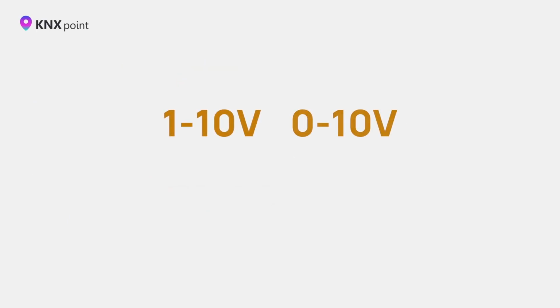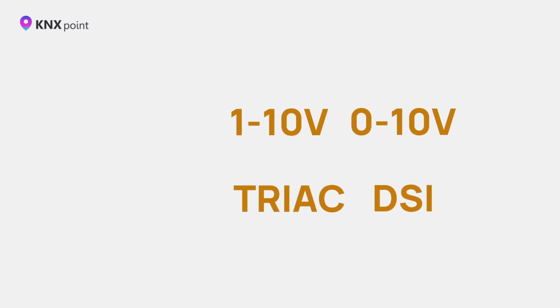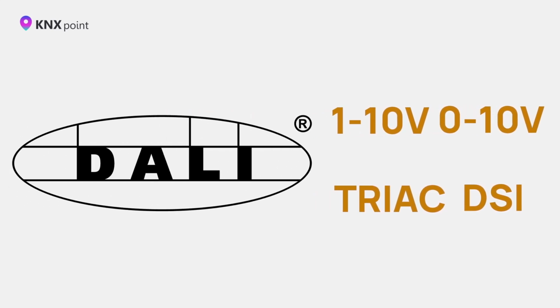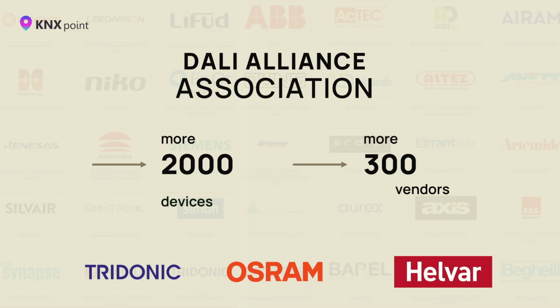The protocol emerged in the late 1990s, replacing analog systems like 0-10V and 1-10V, as well as earlier digital systems such as DSI. It has several advantages. The signal quality is not affected by line length or voltage fluctuations, and it allows for feedback from devices. Currently, the DALI Alliance has over 300 equipment manufacturers. Some of the founding members of the protocol include major manufacturers like Tridonic, Osram, and Helvar.